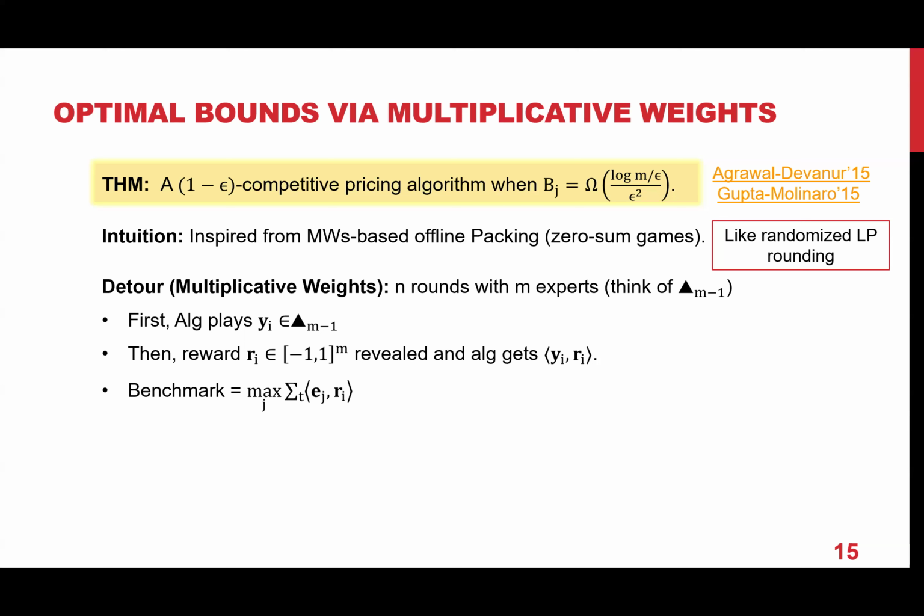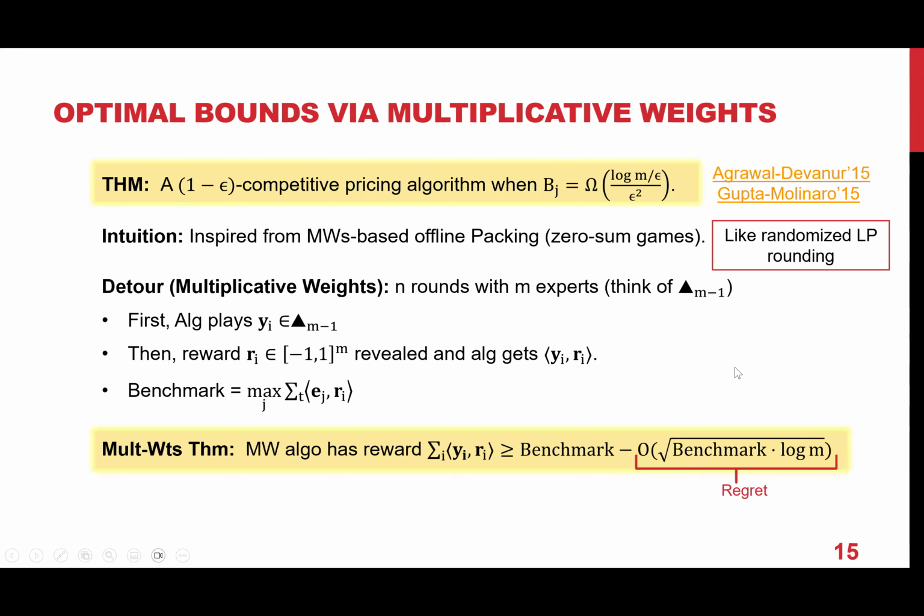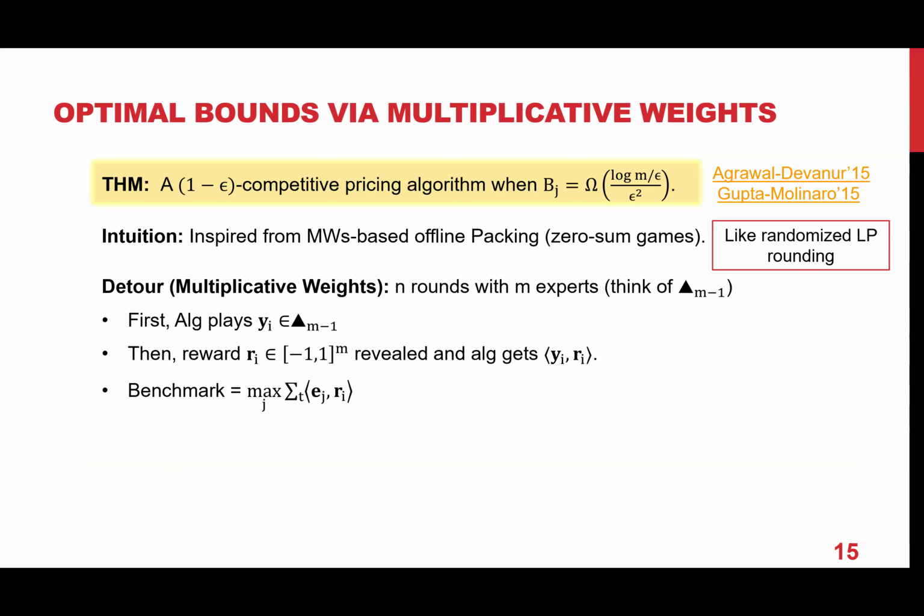So the algorithm plays one of the experts at random. First, the algorithm chooses a random expert. Then the reward of each of the experts is revealed. So R_i is an m-dimensional vector, where the jth coordinate tells me the reward of the jth expert. Each round, the algorithm plays a distribution, and then your reward is just the dot product. If you're playing a single expert, it will be the reward of that expert. Your goal is to maximize the total reward over all the n rounds.